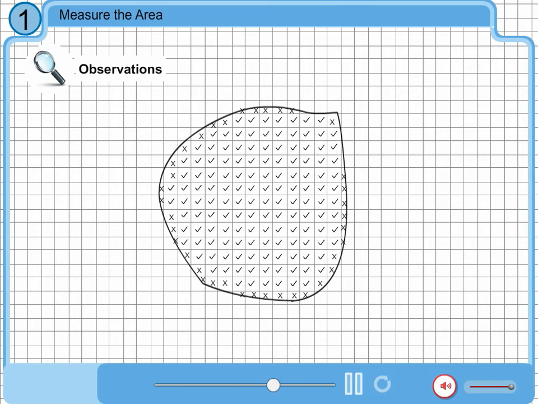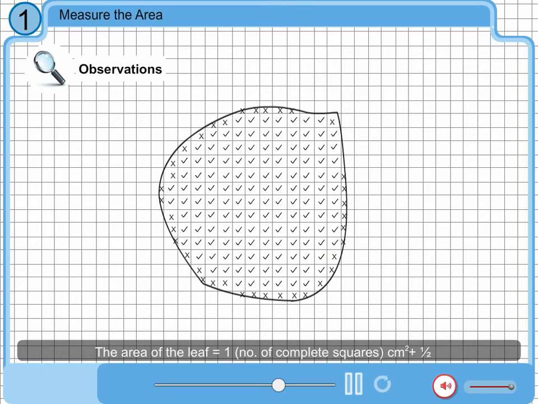Observations: the area of the leaf is equal to 1. Number of complete squares, centimeter square, plus half. Number of half or more than half squares, centimeter square.